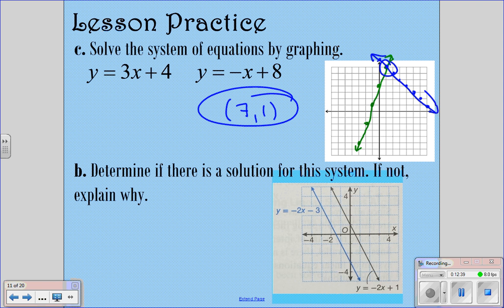For D, determine if there is a solution, and if not, explain why. On these, the slope is negative 2 and negative 2, which means that they are parallel. And so since we have parallel lines, that means that there is not a solution because they do not intersect. So no solution, they're parallel lines, they do not intersect.